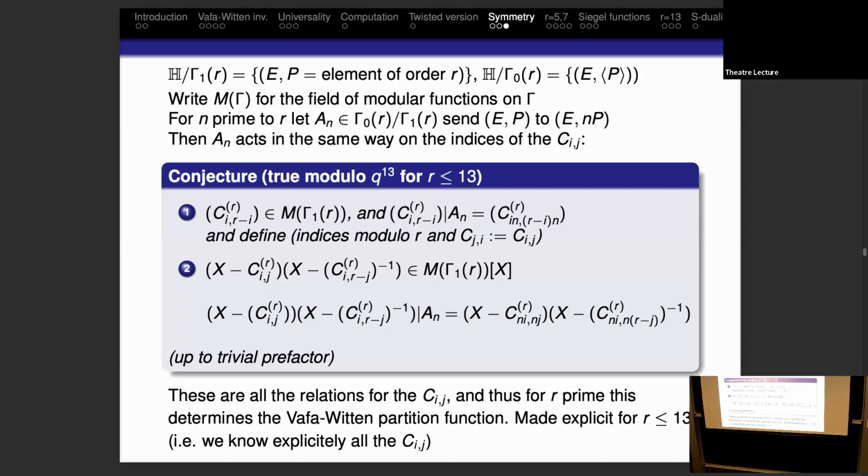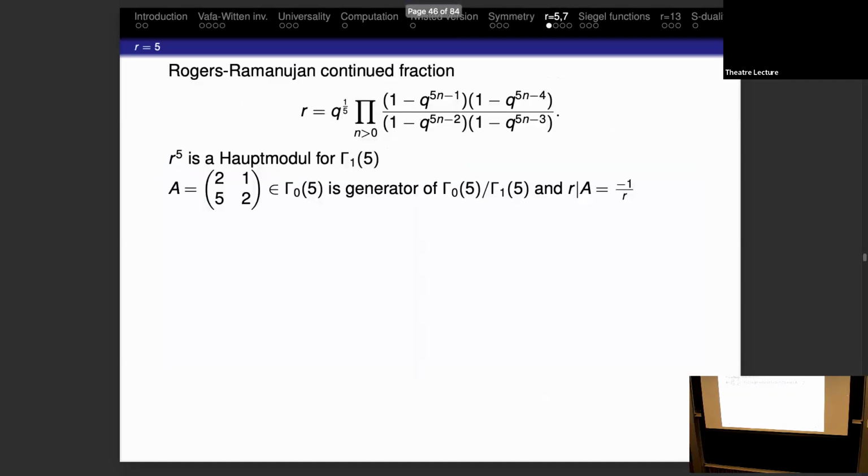So I will most likely be a bit too fast, but that's maybe not the end of the world. Okay, so let's first look at the case R equal to 5. So there's this famous Rogers-Ramanujan continued fraction, which is this r, which here I have not written as a continued fraction, but rather just as an infinite product. So a very nice product formula: the product of (1 minus q to the 5n minus 1)(1 minus q to the 5n minus 4) with a similar denominator. And this thing, if I take the fifth power of it, is a Hauptmodul for gamma 1(5).